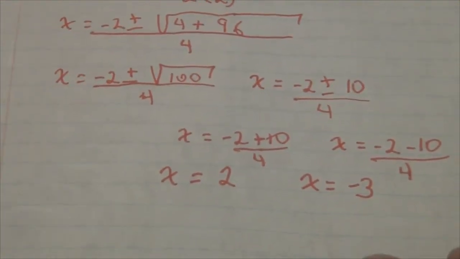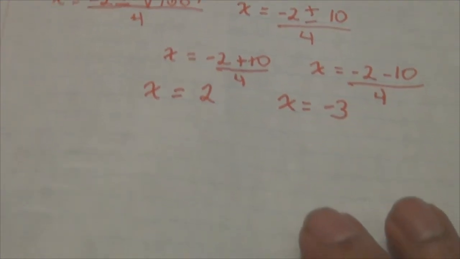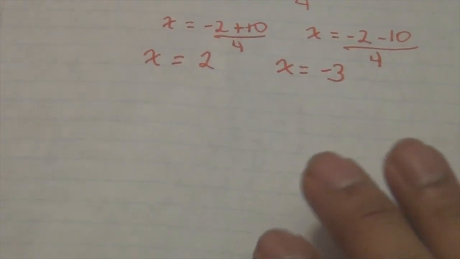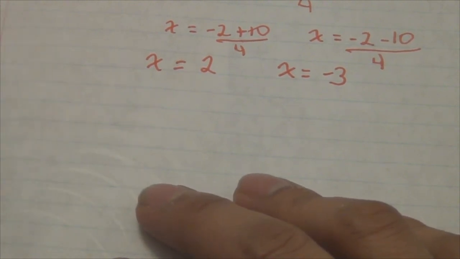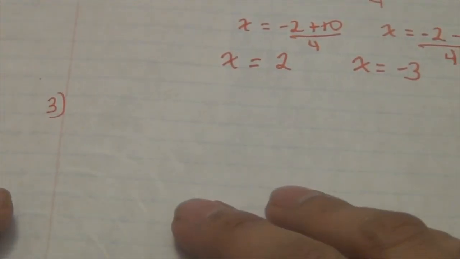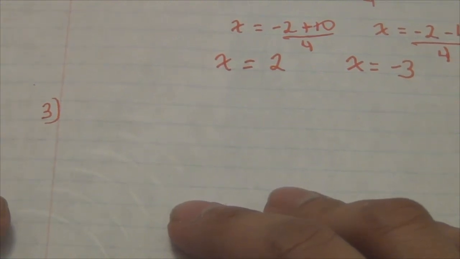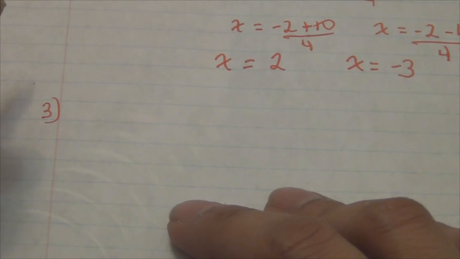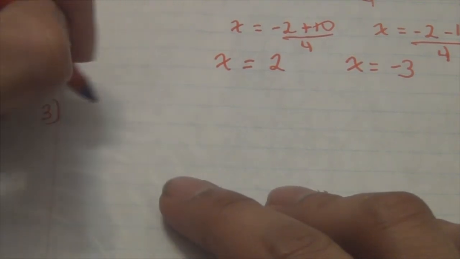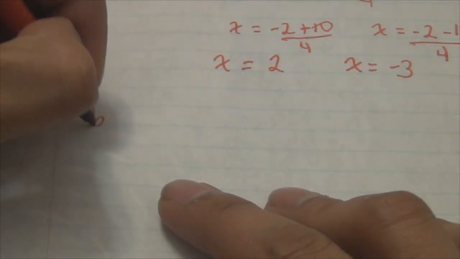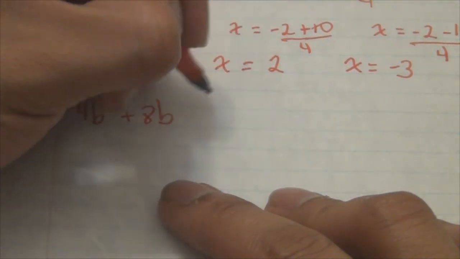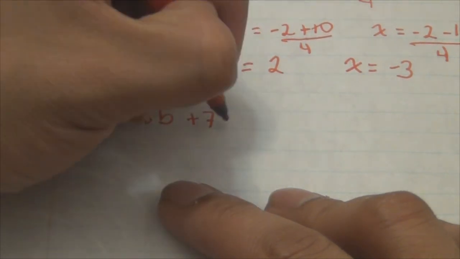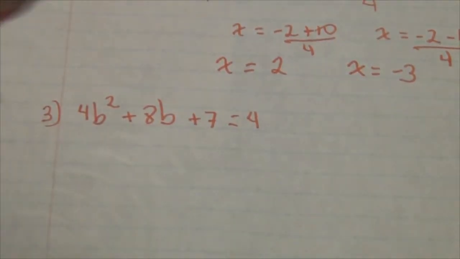And this time I am going to start skipping some steps because I really don't need them. You need them, I don't. Alright, problem number 3, correct? So I have... let's try this one. This one is a little tedious. 4b squared plus 8b plus 7 equaling 4.